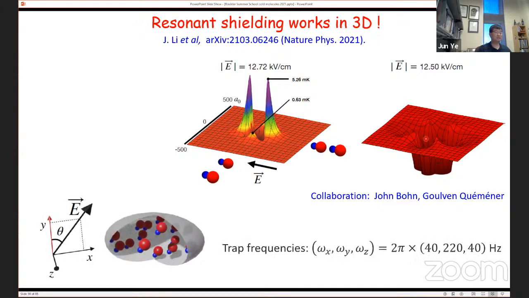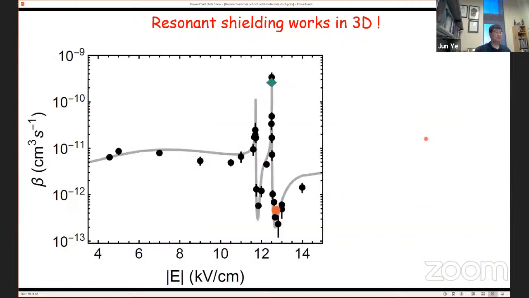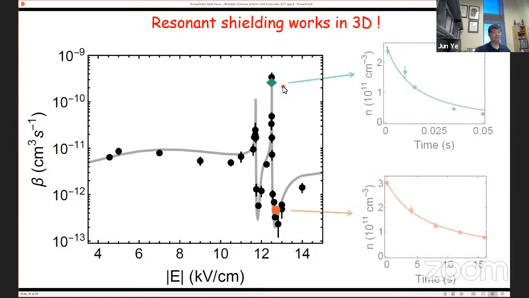And so now we are doing this experiment in 3-dimensional traps instead of in 2D traps. And you can see the trapping frequency is much more comparable, only a factor of 5 difference rather than a factor of 1,000 difference. And you can indeed measure the two-body loss coefficient beta as a function of the electric field. And you can again see the two resonances, E1, E2, and you can see the reactive loss coefficient beta varies by almost 3 orders of magnitude as you tune across this electric field in a very sharp resonance.